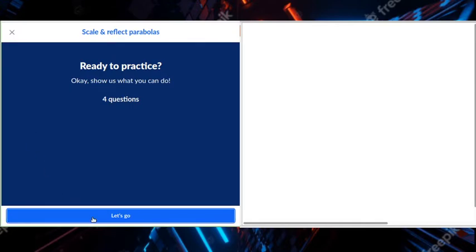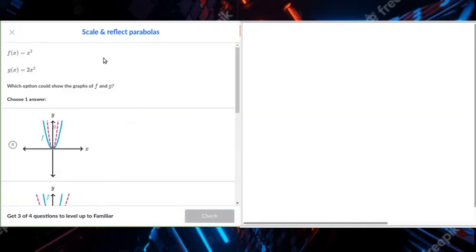Again, as usual, I haven't seen these first, so I may have to read for a second to understand what's going on. All right, so we have f of x equals x squared and g of x equals 2x squared. If I write this in vertex form, I'm going to have y is equal to 2 times (x minus 0) squared plus 0. So here my a is 2 and my b is 0 and my c is 0, right?